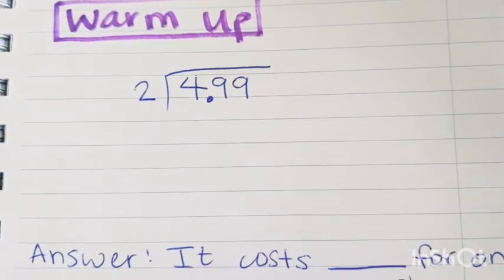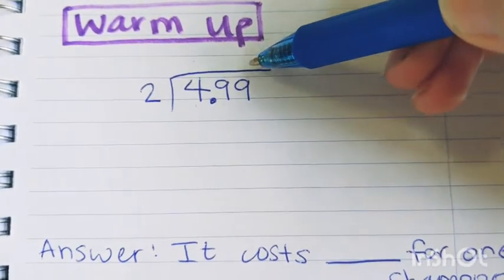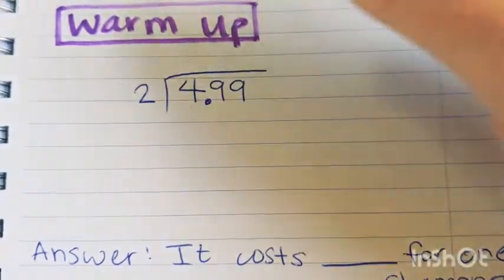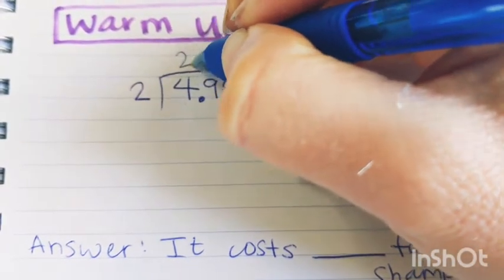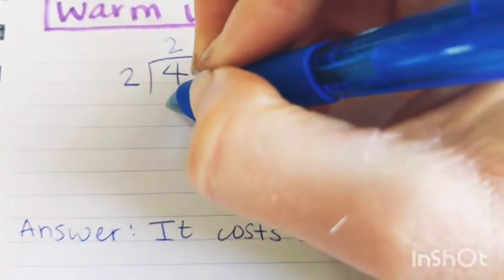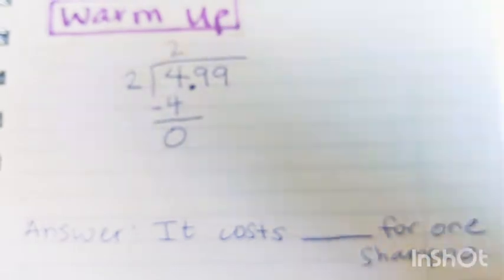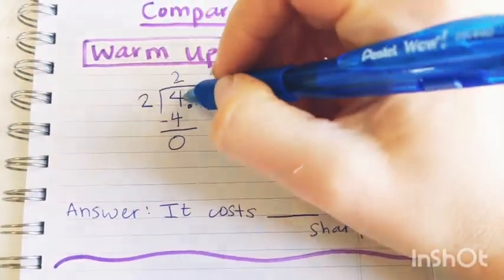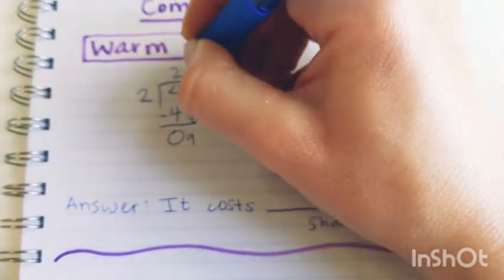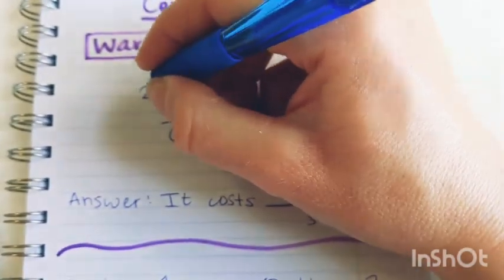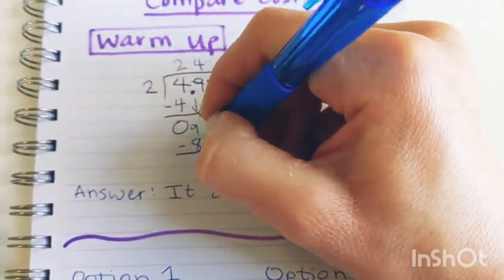Something that's really important to remember is that you need to be staying organized and being really clear about lining up your numbers so you don't lose track of where the decimal goes. Step 1 is I think, how many times does 2 go into 4? 2 times 2 is 4. I subtract and I get a 0. And then I drop down the 9. 2 goes into 9 4 times. 4 times 2 is 8. Bring down the next 9.